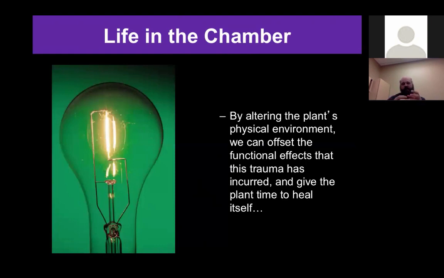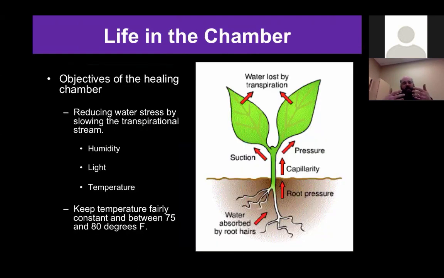We're just trying to get those vascular bundles to reconnect. So basically what we can do is pump up the humidity and reduce the transpiration stream through the plant so that the scion tissue doesn't need a root system, at least temporarily, right? And we can do this by increasing the humidity around the plant and by reducing light.